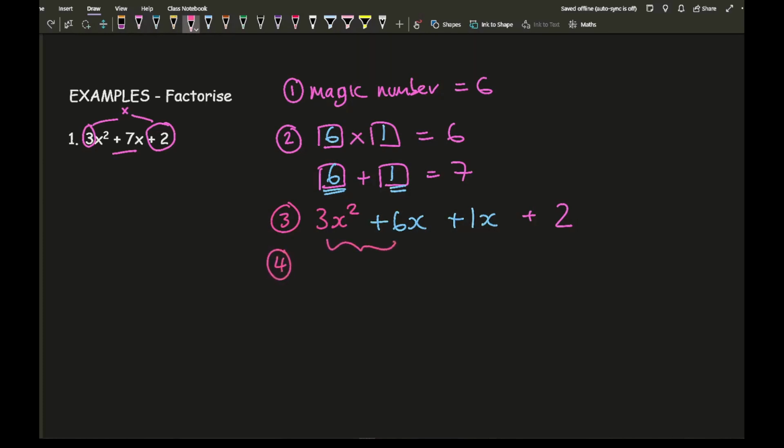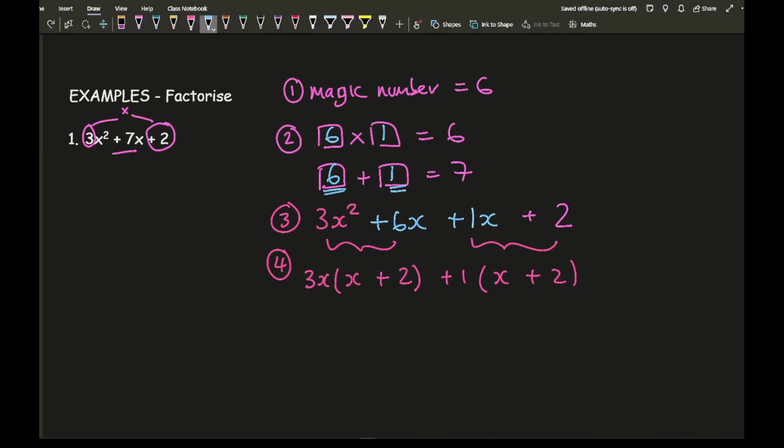And so what we mean by that is to factorise the first two terms and then factorise the third and the fourth. So here looking at this, what goes into both 3x squared and 6x? Well, that's going to be 3x. And here I end up with x plus 2. And then what goes into both 1x and 2? Well, that's going to be 1. So that's going to be x plus 2. And remember, you can use 1.